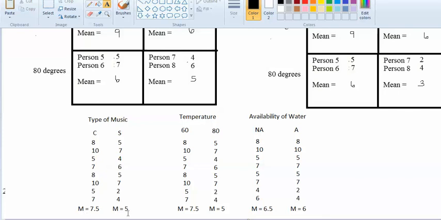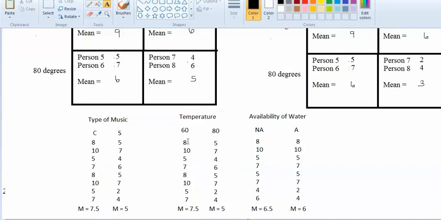And what I do now is I look at these two averages. If they come out to the same number, there's no main effect of type of music. If they come out to different numbers, there is a main effect of type of music. So since they came out to different numbers, there was a main effect of type of music in this data set. Over here, I looked at the main effect of temperature.